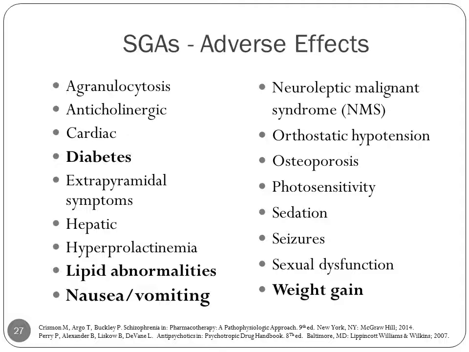This adverse effects slide looks very similar to what you saw for the first generation antipsychotics. Basically, any of the adverse effects that you'll see with the first generation antipsychotics, you'll also see with the second generation antipsychotics, but to a lesser degree. So we definitely have less incidence of extrapyramidal symptoms, neuroleptic malignant syndrome, and hyperprolactinemia. However, the side effects that I have listed in bold are things that you'll see more often with second generation antipsychotics, and that tends to be our metabolic side effects like diabetes, lipid abnormalities, and weight gain. We'll also see more nausea and vomiting due to the effect on serotonin with these agents.